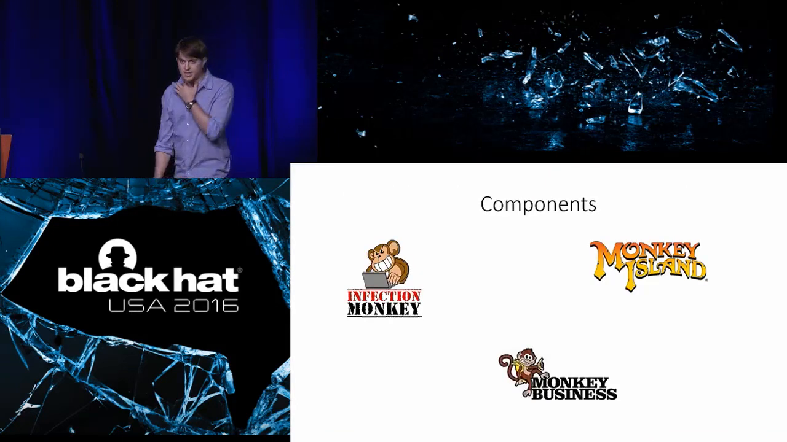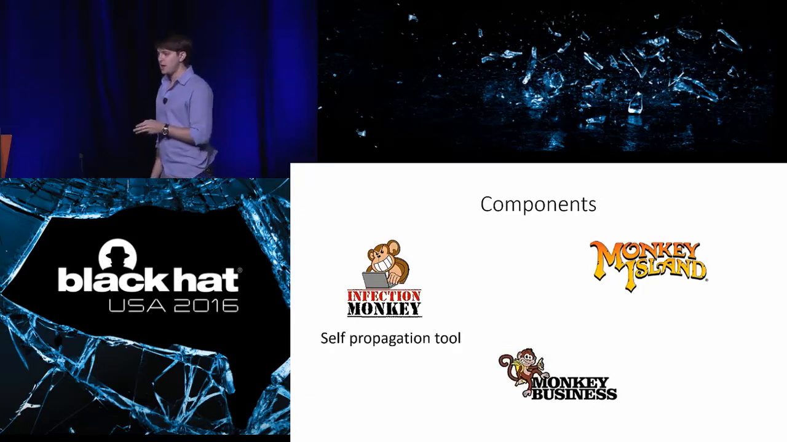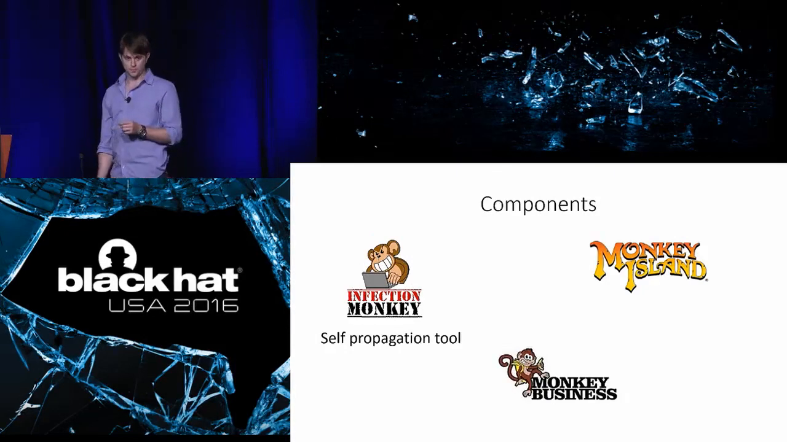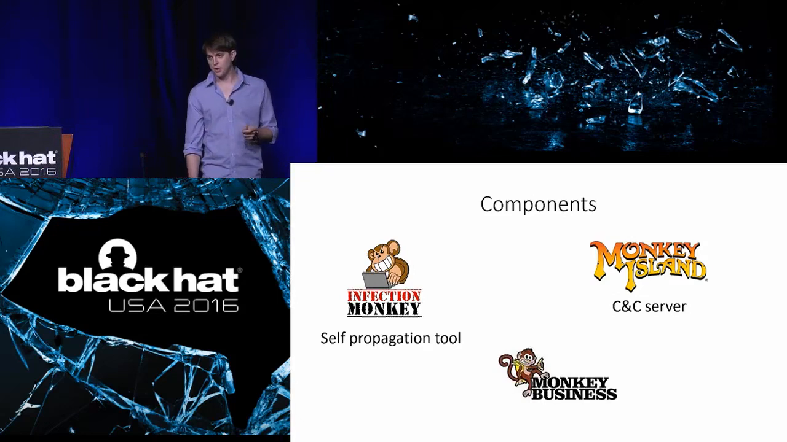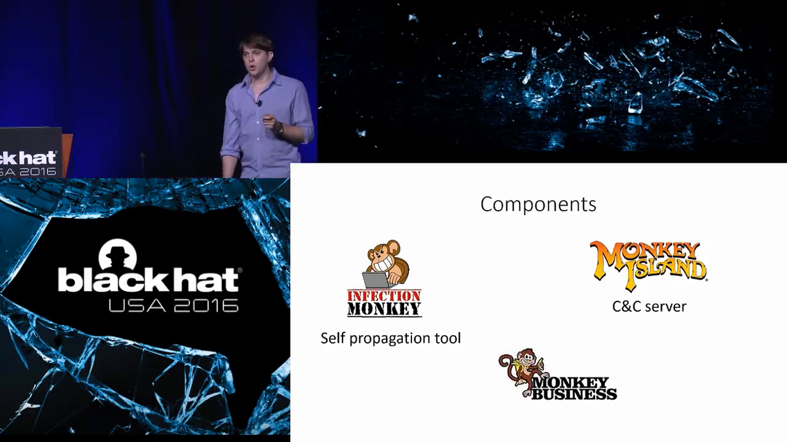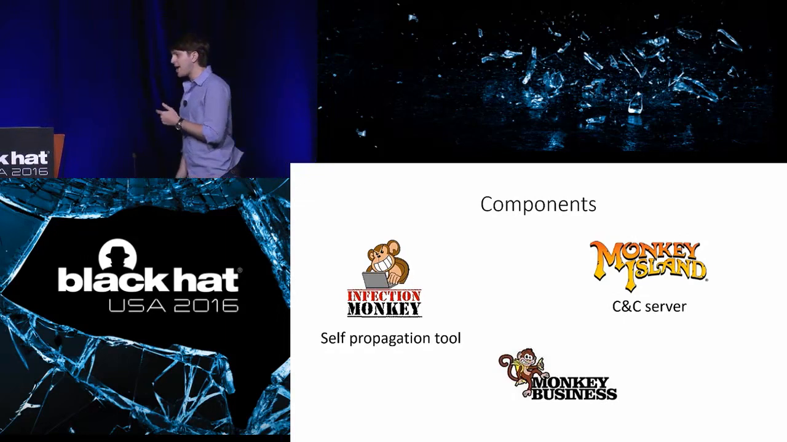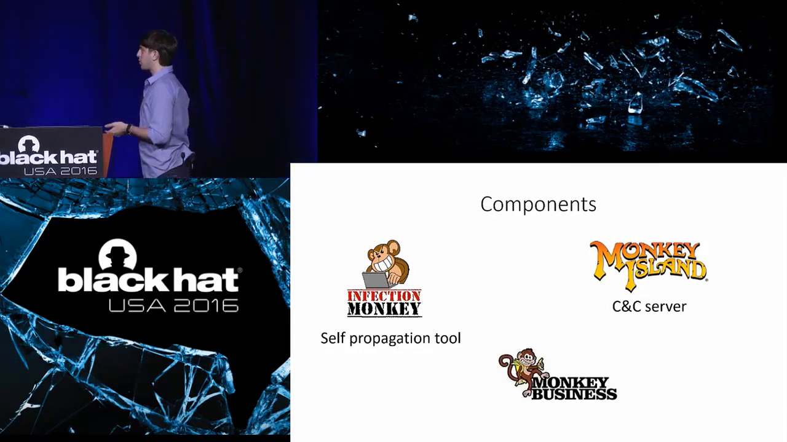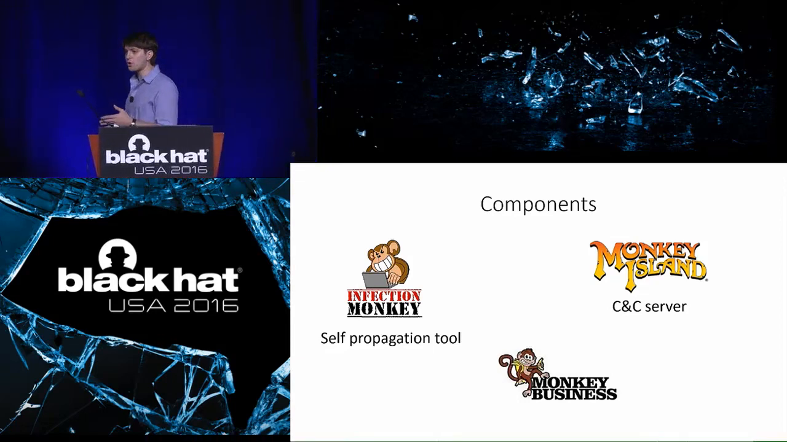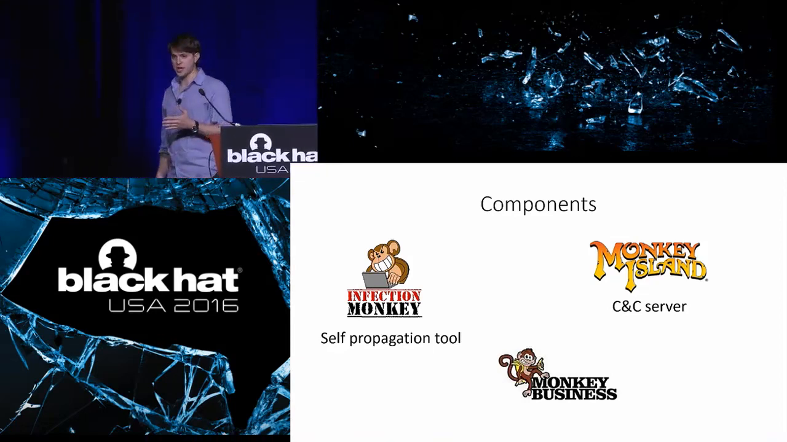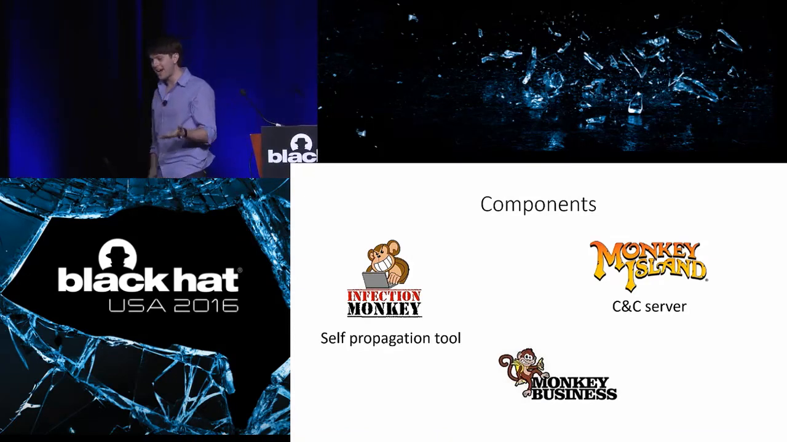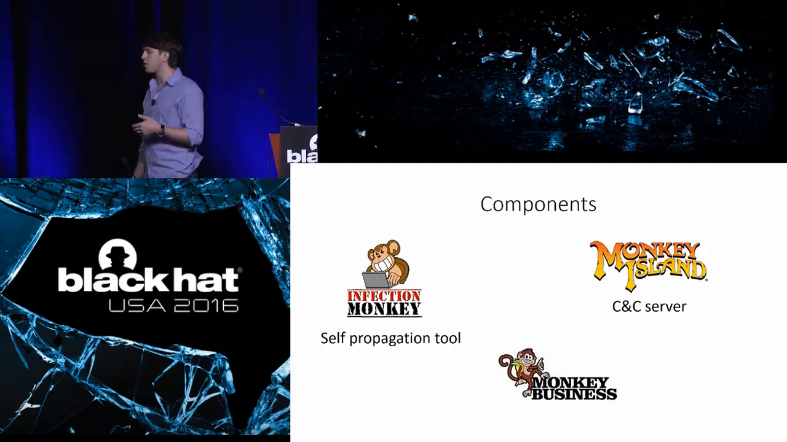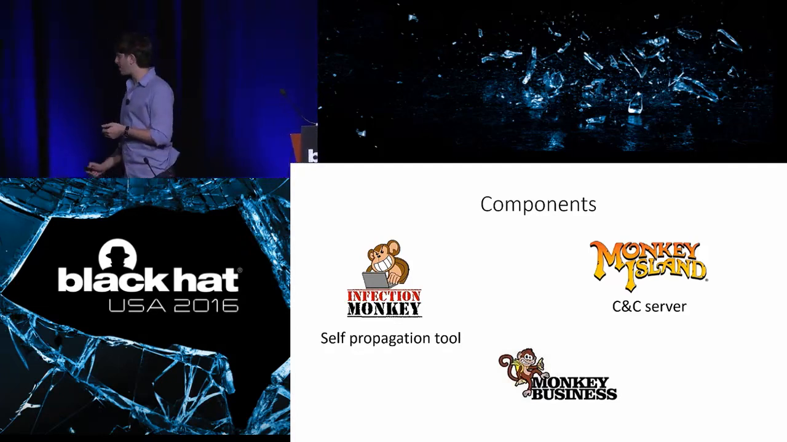The Monkey consists of 3 components. First, we have the Infection Monkey, a self-propagating lightweight tool. Next, we have the Monkey Island, a CNC server, which allows us to control the monkey and watch its progress across the network, visually on a graph or with detailed information sent to the island, presented by the island, containing all the operations made by the monkey.